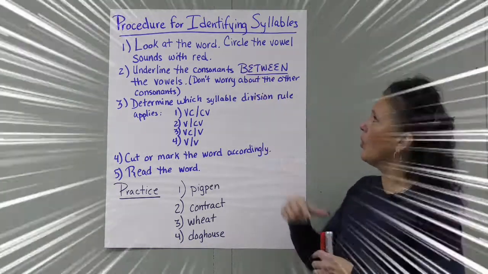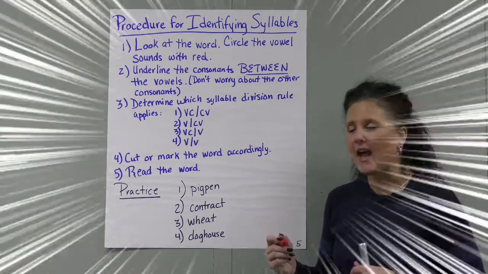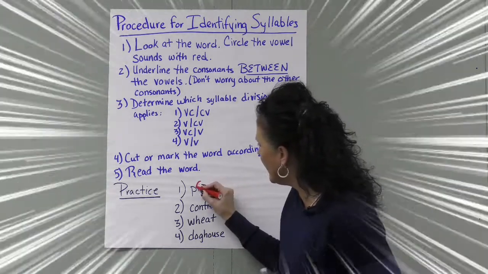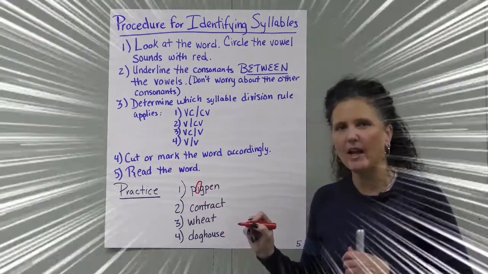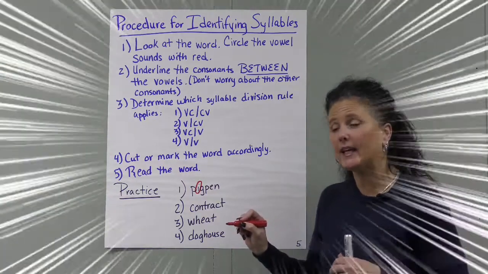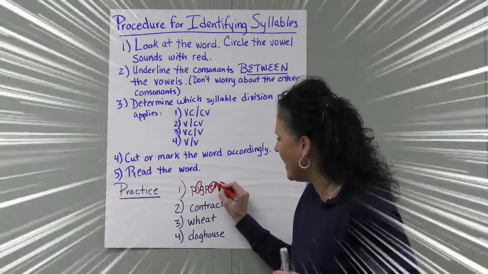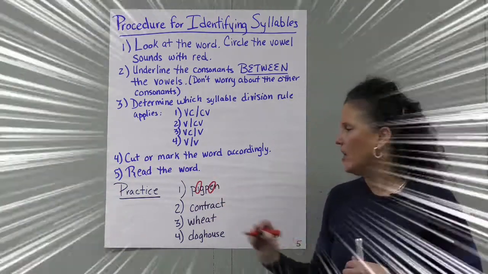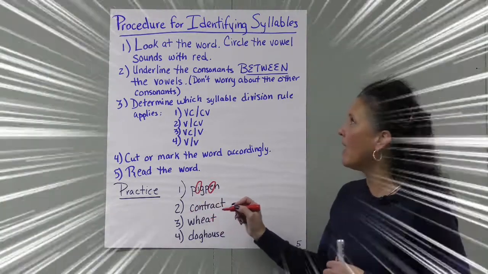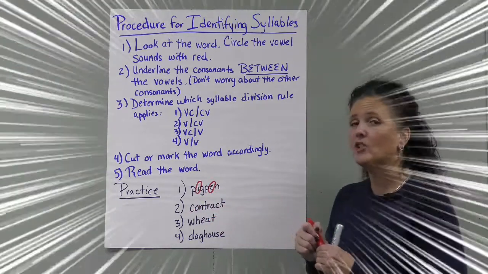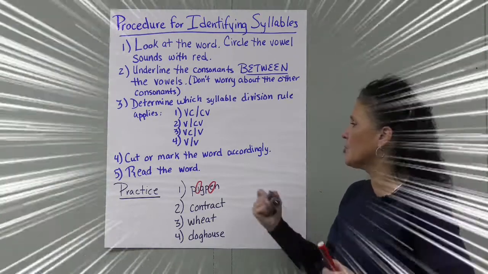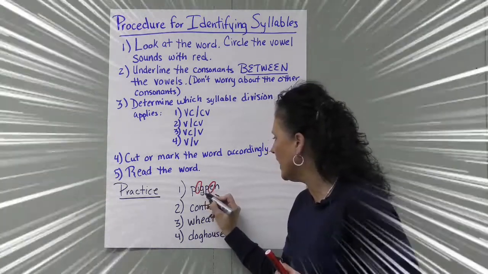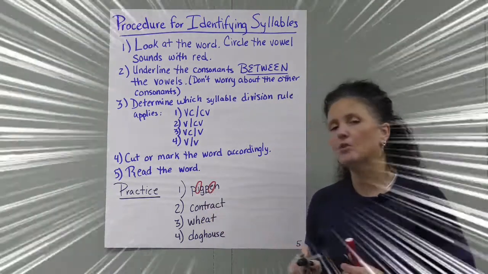So we're going to look at the word and circle the vowel sounds. All you hear here is the I, pig, right? The short I sound, like igloo, pig. And then you hear pen, the short E sound, eh. Pigpen. So those are the vowels that we hear there. Then we're going to underline the consonants between the vowels. We have a G and we have a P between the vowels, right?